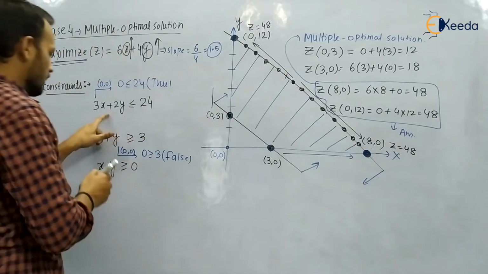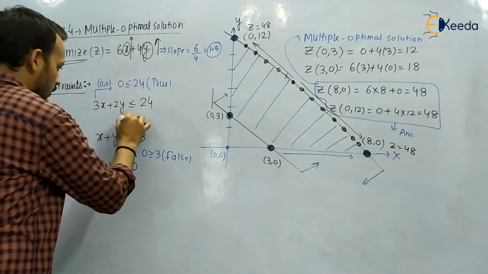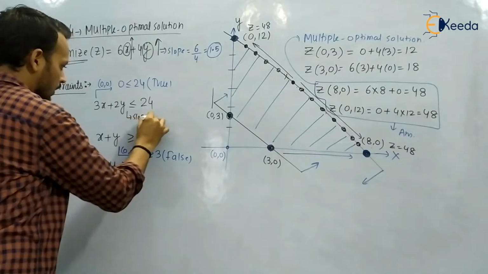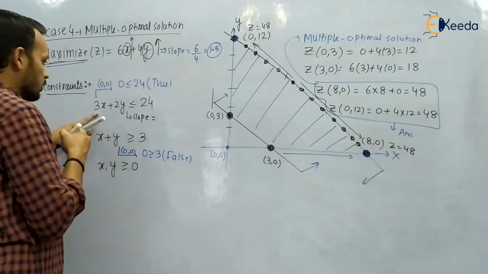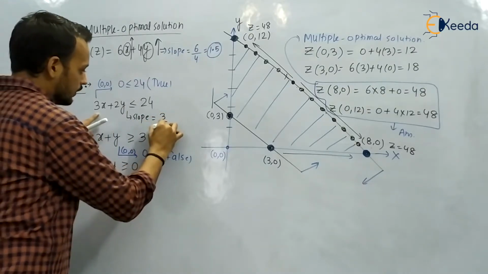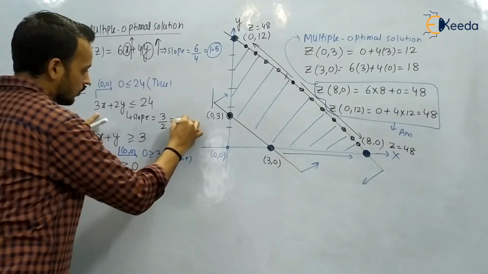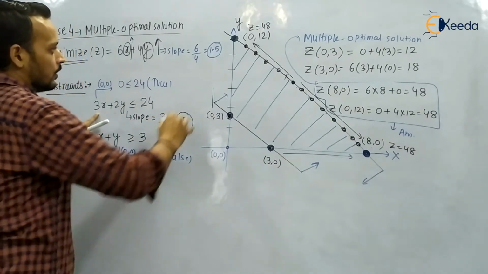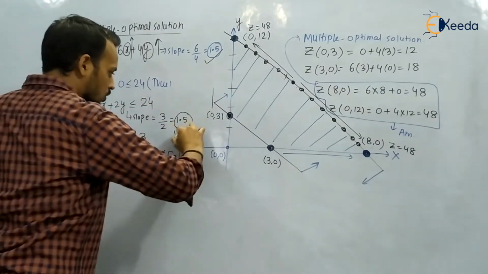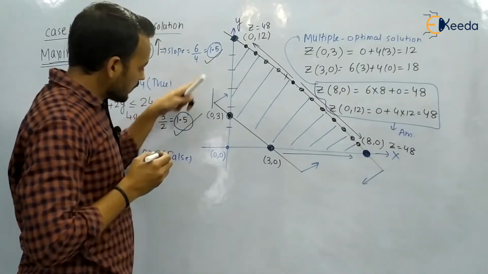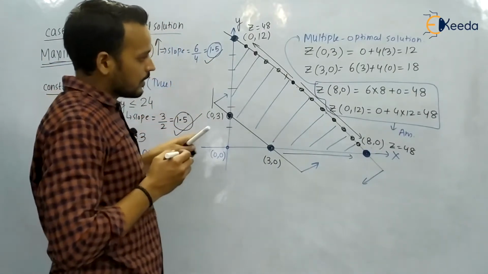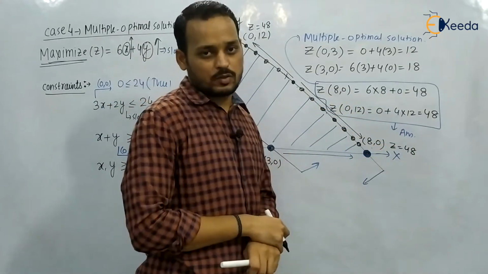This was the first constraint, this one. So the slope of this constraint, you can check. For finding the slope we take the coefficient of x upon the coefficient of y. The coefficient of x is 3 and the coefficient of y is 2. So it is 1.5. Now the slope of the objective function and the slope of the constraint are equal. We can say the solution is a multiple optimal solution.